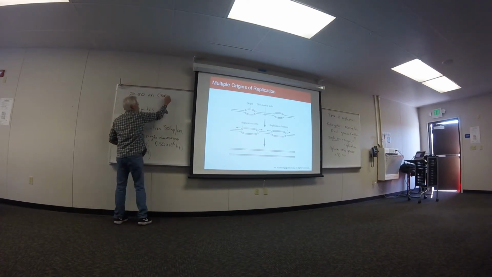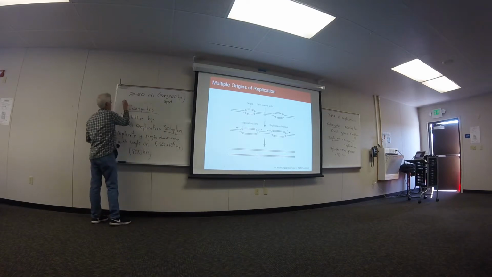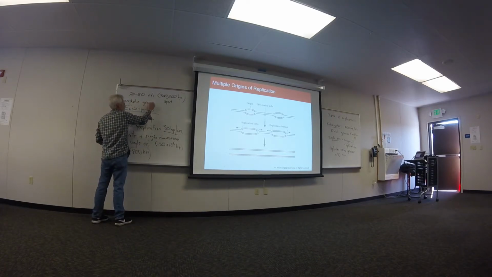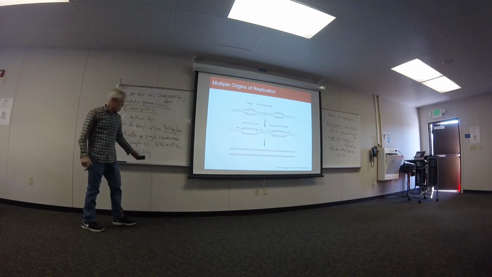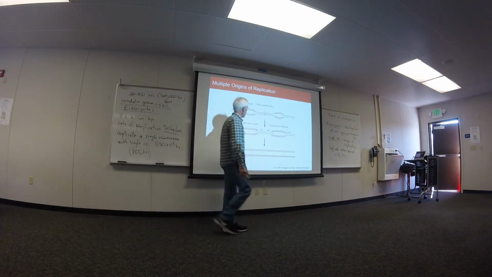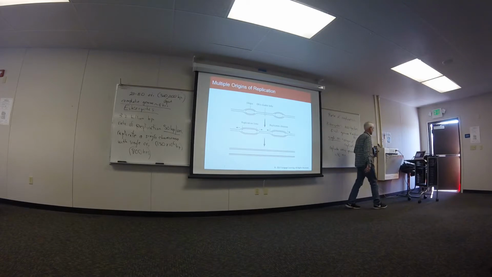They're typically about 300,000 base pairs apart. And at this rate, even though it's slow, we can complete the genome in about 8 hours. That's about how long the S phase of interphase lasts. And then these things just fuse into each other. Okay.